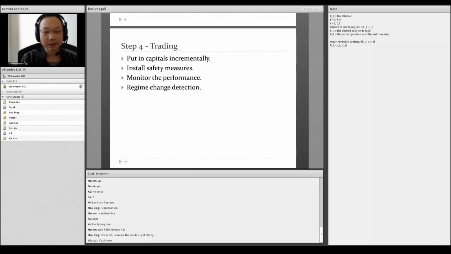So basically, you want to have measures, and ideally it should be an independent software. It should not be in your trading system. It should be an independent system that sits somewhere and monitors the trading software to limit the maximum amount of position it can take.